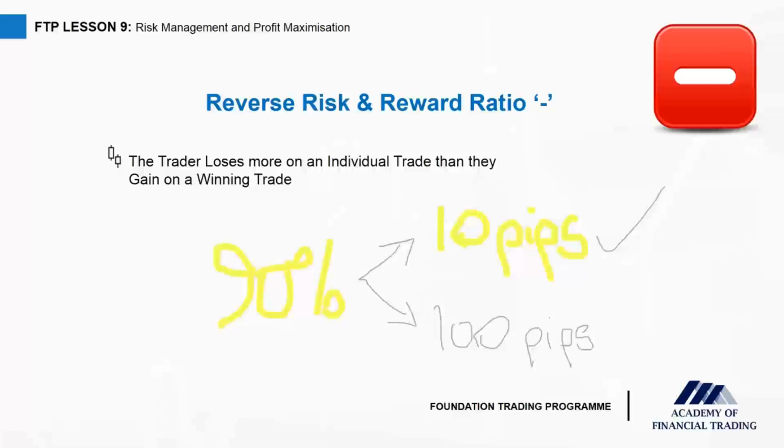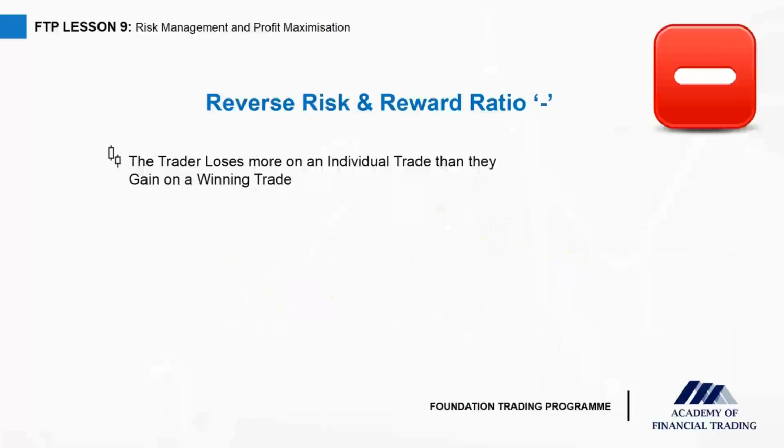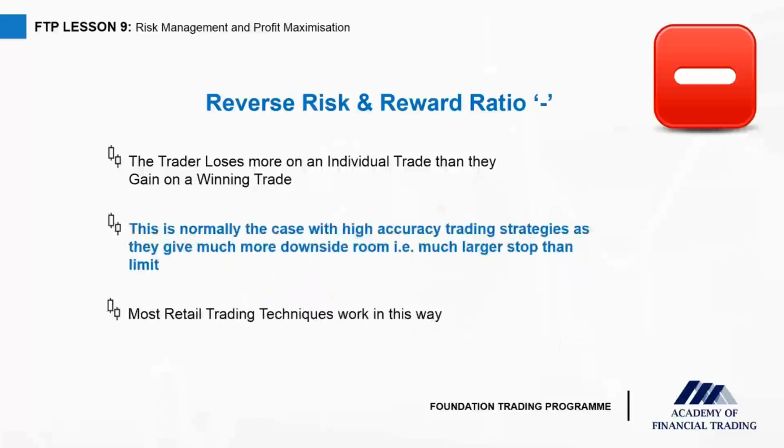So this type of strategy, as we've said, is basically anything that they say is high accuracy, by and large. It's reverse risk-reward. That's how it's high accuracy. It's giving it more room to fail. Okay? And nearly every retail strategy out there works in this way.